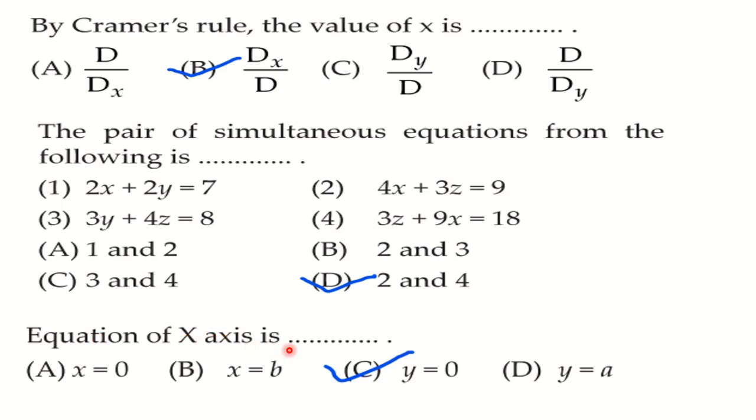When you have studied coordinate geometry, you know that the equation of the x-axis is y is equal to 0, because it passes through y is equal to 0. So the equation of the x-axis is y is equal to 0, and if the equation of the y-axis is asked, you are going to write x is equal to 0. So for the x-axis always go for y is equal to 0, and for the y-axis go for x is equal to 0. Again, this is based on the graphical method, so this question is asked.